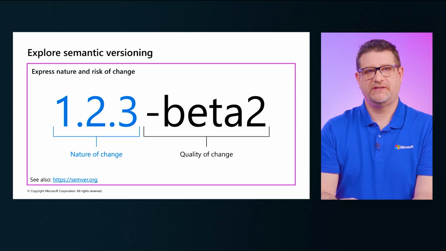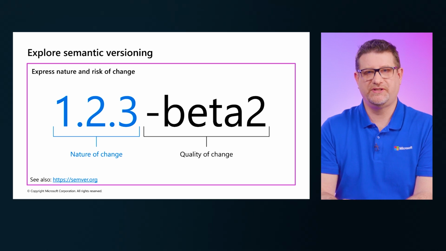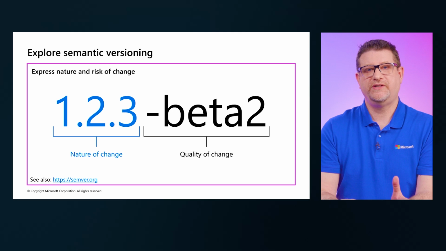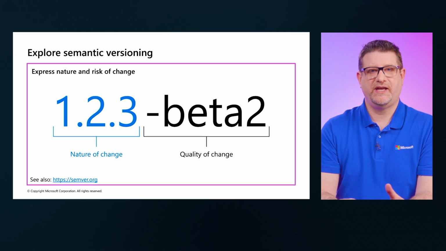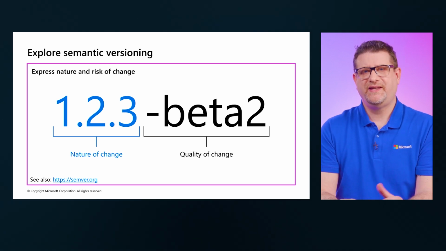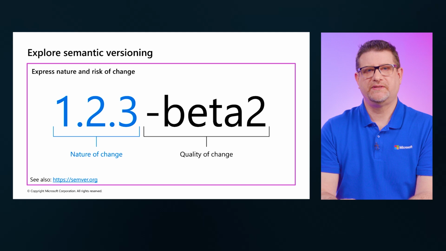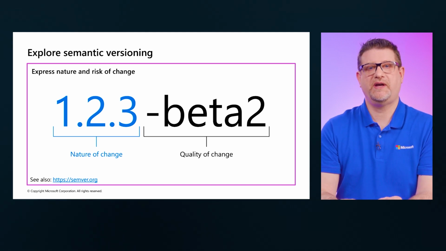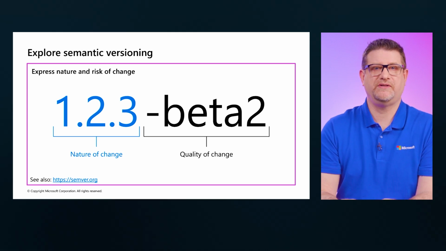Semantic versioning is a system for labeling software package versions in a way that clearly communicates the nature and risk of the changes. A typical semantic version, as we have seen, looks like 1.2.3, where each number represents a different level of change. But sometimes you'll see extra labels like Beta 2 that indicate the quality or stability of the release. This approach helps developers and teams instantly understand what to expect from a new version, making it easier to decide when and how to update their dependencies.